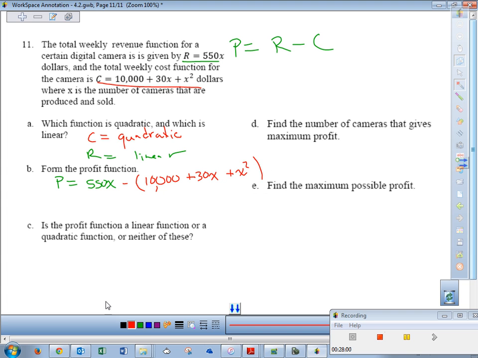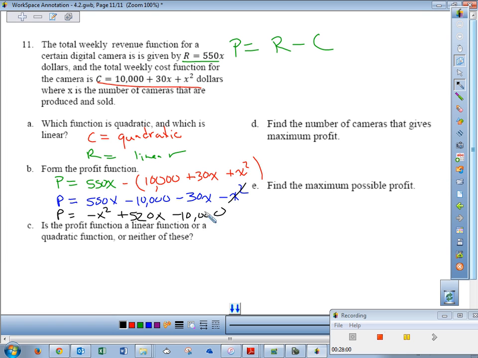Let's clean them up. Profit equals 550x minus 10,000 minus 30x minus x squared, because I distributed the negatives through the parentheses. Then I will combine like terms. Putting my x's first is the way I like to roll. It really doesn't matter. 550x and negative 30x is a positive 520x, correct? And then minus 10,000.